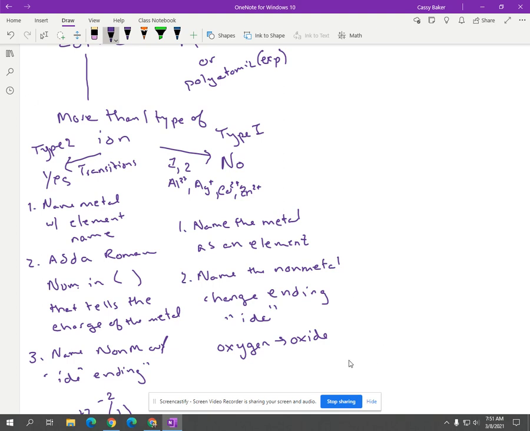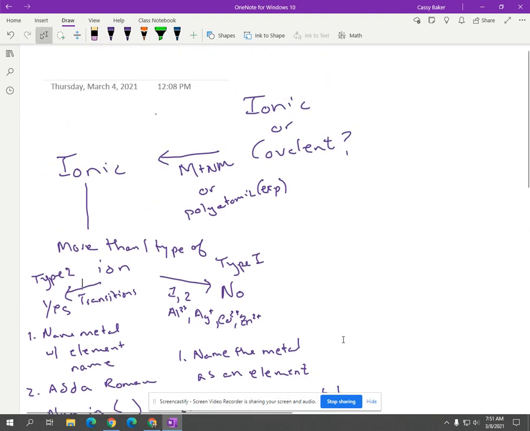Now let's go over to the covalent side. Let's see if I can get it to move for me. Maybe I can. So the covalent compounds are a little different. The first question you're going to ask yourself for covalent compounds.